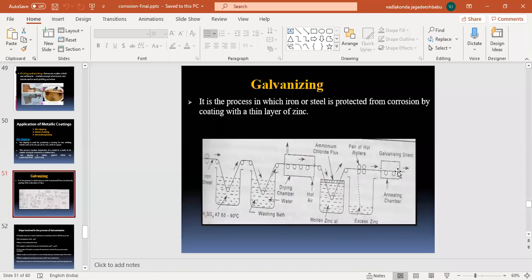Throughout this equipment we will have many rollers. The round ones are the rollers. These rollers keep moving, and when the rollers are moving, the sheet is moved forward. So the iron sheet or steel sheet is always moving forward on the rollers.